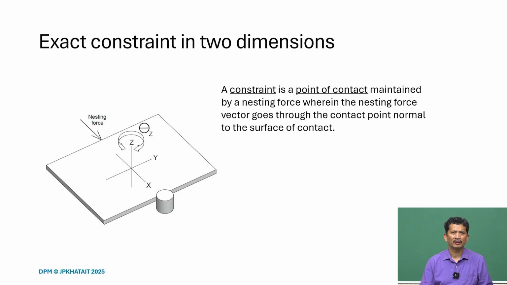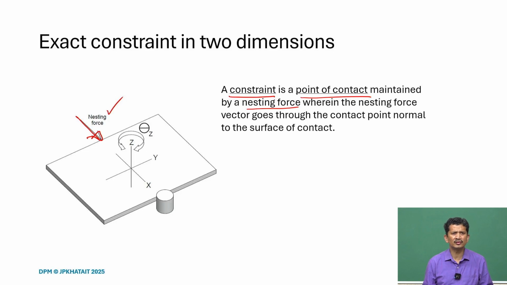If we provide a constraint or any contact, what will happen? First we would like to define a constraint, and what it says is a point of contact maintained by a nesting force. So, there is a nesting force concept here. The nesting force is some force defined so that the contact is always made. All this analysis is valid only if the contact is there. If there is no contact, then it is invalid.